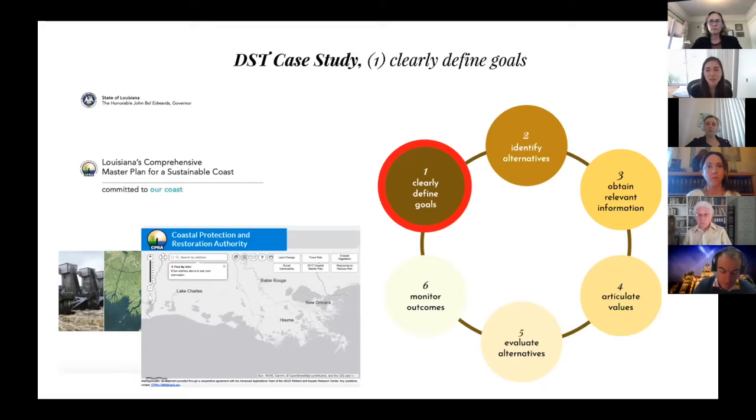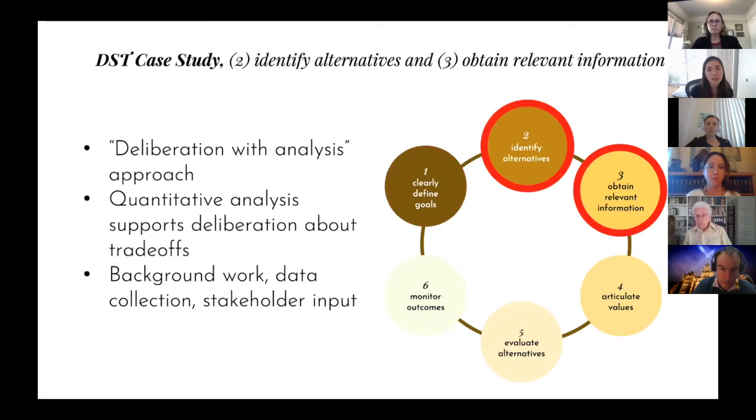This iterative and collaborative process further enables stakeholders to clearly define their goals. The approach taken by CPRA follows the deliberation with analysis approach, which is a key learning modality to support decision-making. In this way, quantitative analysis is used to support deliberation about policy trade-offs rather than to provide a single answer or solution. Hence, the development of the tool required a significant amount of background work, including data collection and stakeholder input. Therefore, Louisiana's coastal planning process and planning tool enables stakeholders to collaboratively identify alternatives and to obtain relevant information.